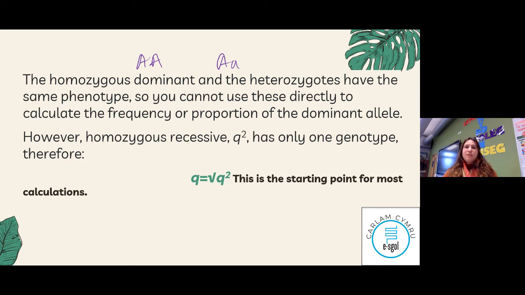So you can't use them directly because, if you remember, if I change that letter to that for a second, you might remember your brown and blue eyes more easily. This is going to be brown eyes and this is going to be brown eyes. So we can't look at that to calculate the frequency. But we can look at the recessive because it only has one genotype. So we start these calculations most of the time with the square root of q squared.